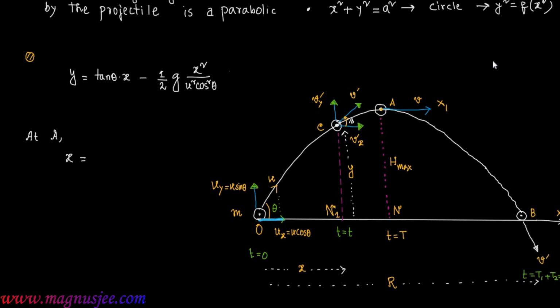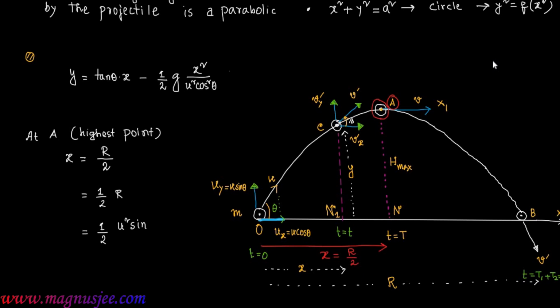Additional information: we can discuss the use of the equation y equal tan theta x minus half g x square divided by u square cos square theta. At the highest point A, the horizontal displacement x is equal to capital R by 2, where capital R is the horizontal range of the projectile. That is 1 by 2 R equal 1 by 2 u square sine 2 theta divided by g, which is equal to x.